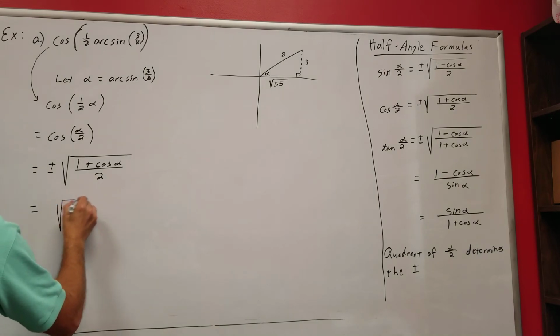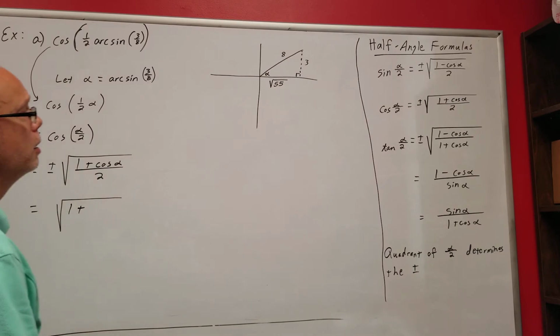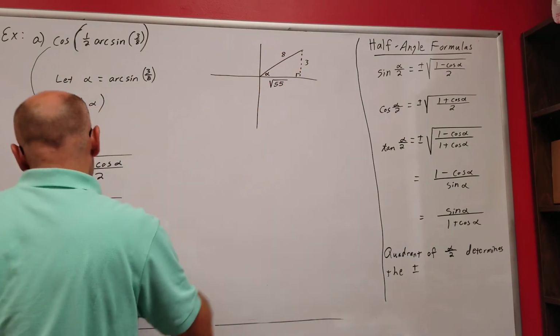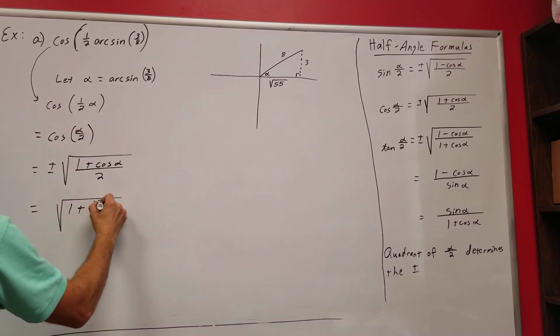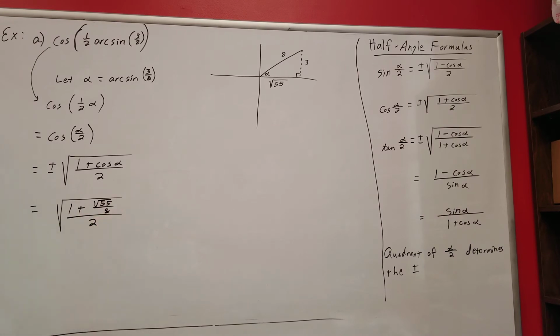And I'm going to say this is positive square root of 1 plus the cosine of alpha. What is the cosine of alpha? Square root of 55 over 8. Square root of 55 over 8, all over 2.